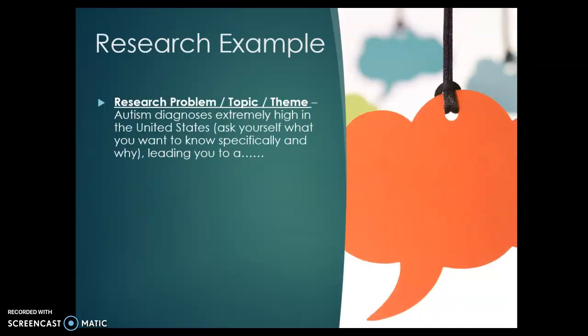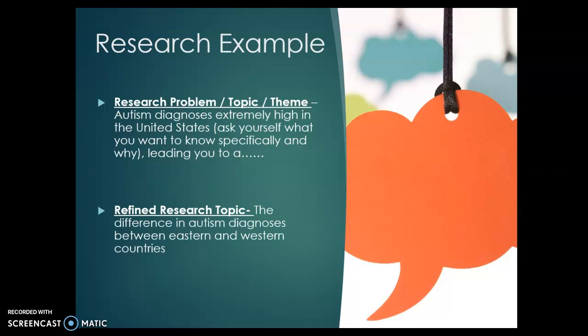Here is an example. I'm going back to the autism example because it's such a good one. The research problem or theme: autism diagnoses are extremely high in the United States. So if that's your generalized topic, you ask yourself what you want to know specifically and why, which leads you to a refined research topic. That generalized topic, the researcher took and applied a direction or a perspective or a way of looking at it: the difference in autism diagnosis rates between Eastern and Western countries.